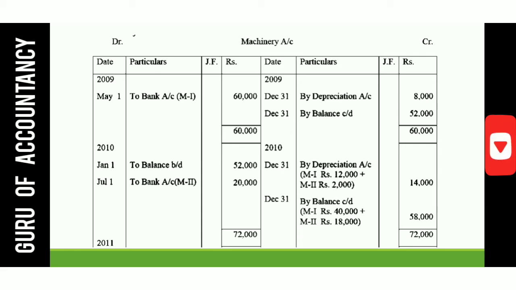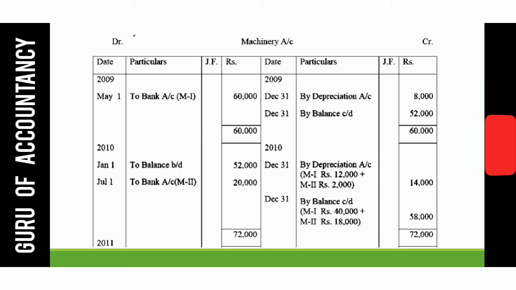Now in 2009, on December 31st, you will charge depreciation on 60,000 at 20% for 8 months. Then it will be rupees 8,000. So your entry would be depreciation account debit to machinery. We are taking here the first method of charging depreciation to an asset. So your entry is depreciation to machinery. So you will post on the credit side, by depreciation 8,000.